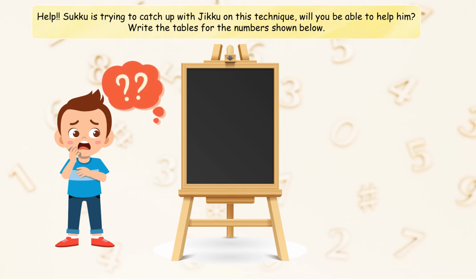And if you are able to, help Suku, he is trying to catch up with Chiku on this technique. So there are 4 numbers written on the board for him, 79, 49, 89 and 149. And he is trying to write the times table of these numbers using the method that we just saw. If you are able to do this, you can post your answers in the comment section. Pay careful attention to the number 149. So when it comes to 149, ignore the 9, take 14 as your 10th digit, add 1 to it, which is 15. So start with 14 and keep adding 15 at every step.